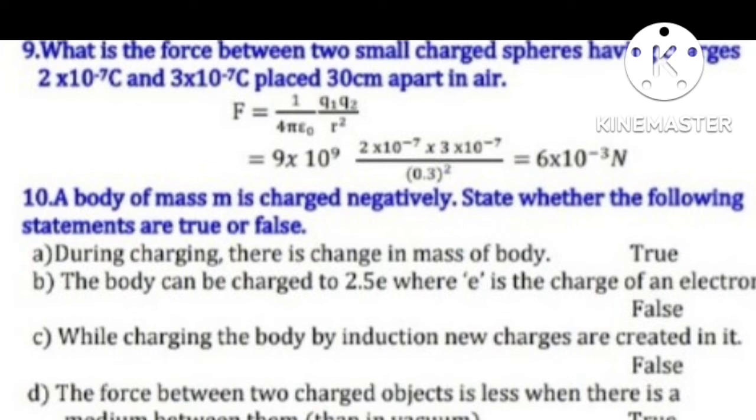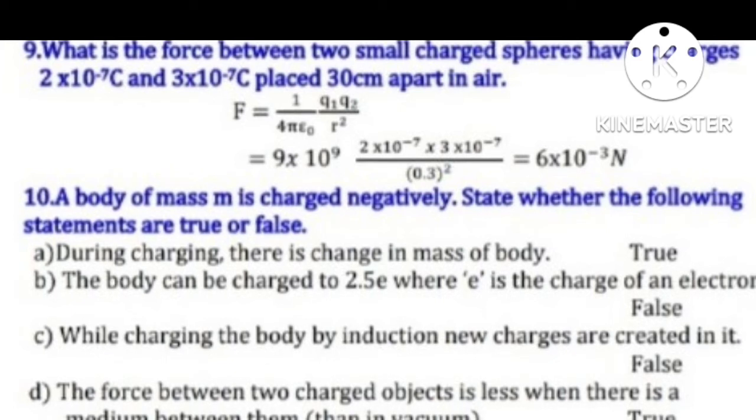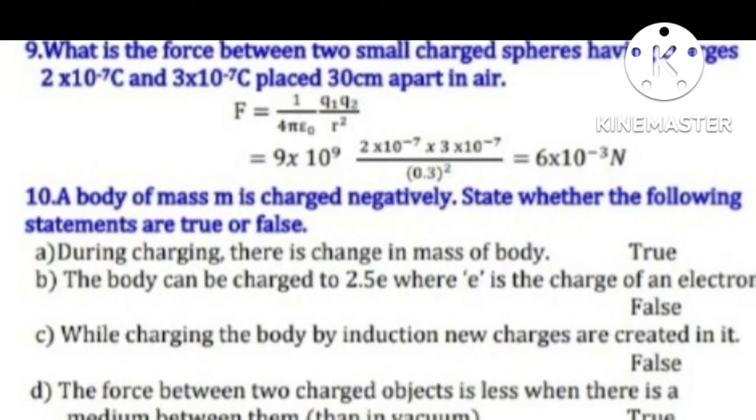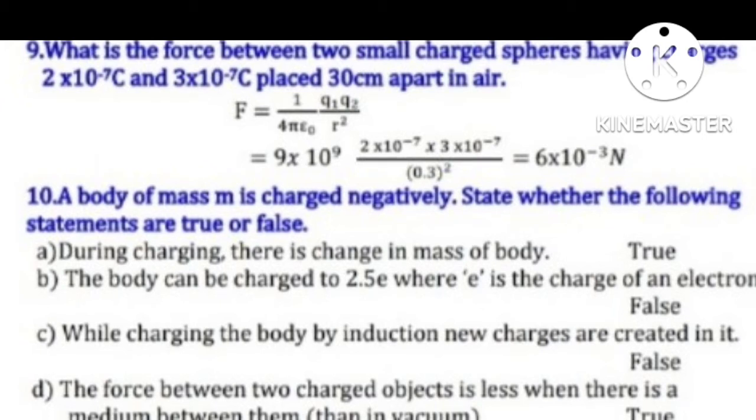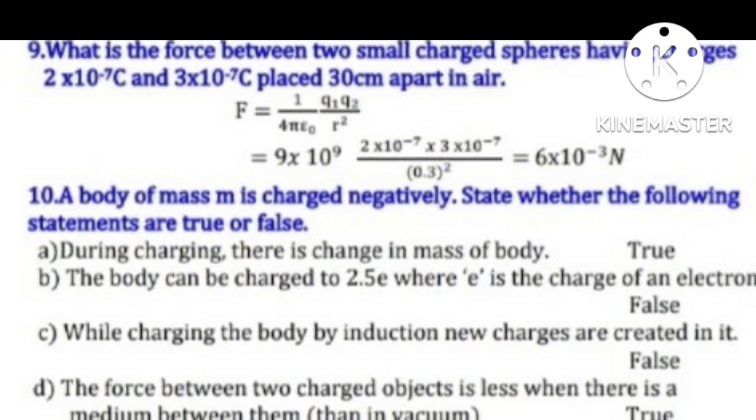Q1 is equal to 2 into 10 raised to minus 7 coulomb, Q2 is equal to 3 into 10 raised to minus 7 coulomb, then R is equal to 30 centimeter, that we can write as 0.3 meters. Then we can substitute in the equation. F is equal to 1 by 4 pi epsilon 0 Q1 Q2 by R square. So that will be equal to 9 into 10 raised to 9, right? So that into Q1, 2 into 10 raised to minus 7 coulomb, into 3 into 10 raised to minus 7, divided by 0.3 the whole square. When we calculate, we will get the value as 6 into 10 raised to minus 3 Newton.